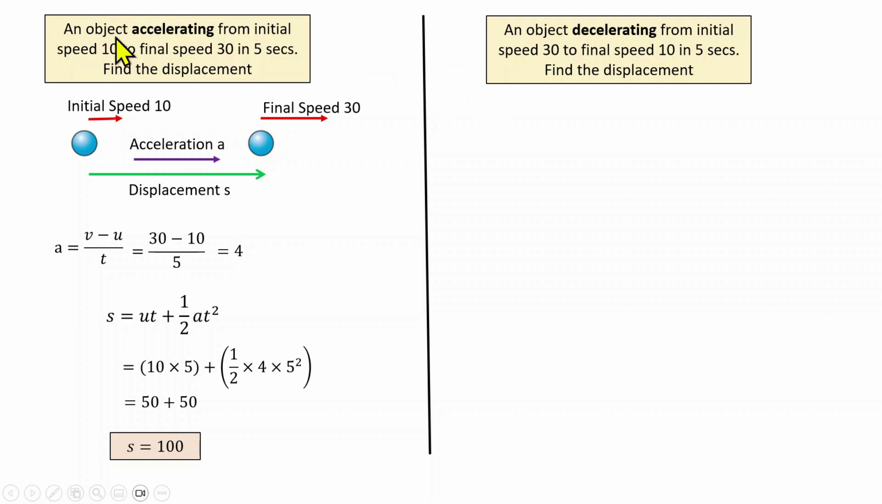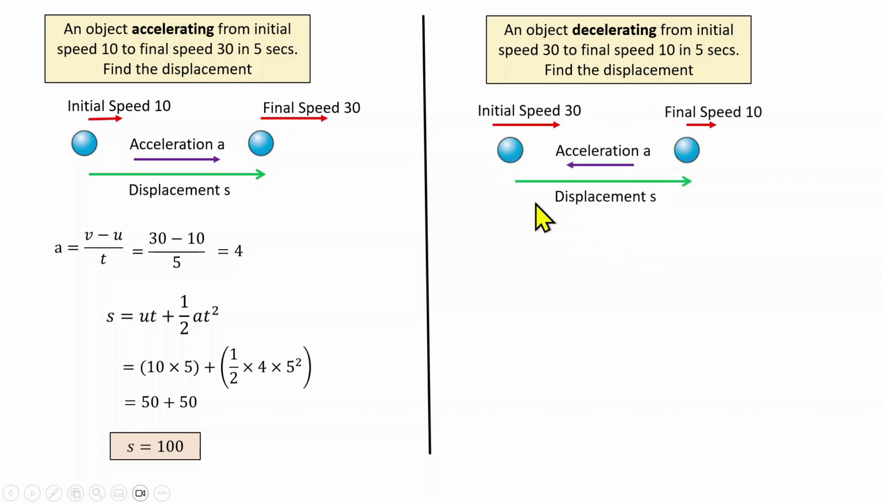In case 1, the object was accelerating. Here in case 2, the object is decelerating. In case 1, the initial speed was 10. In case 2, the final speed is 10. So the speeds have actually interchanged. In case 1, we were going from 10 to 30. In case 2, we are going from 30 to 10, which means the object is clearly decelerating and we need to figure out the displacement.